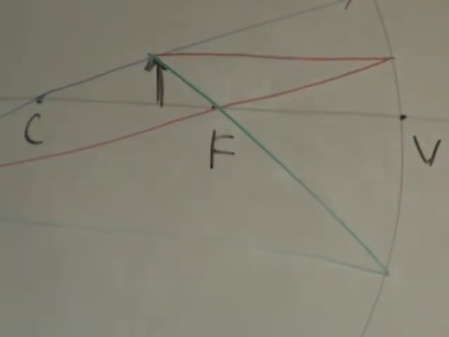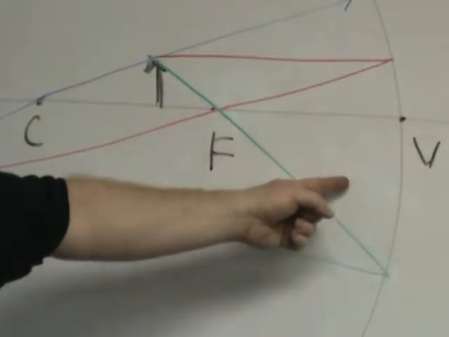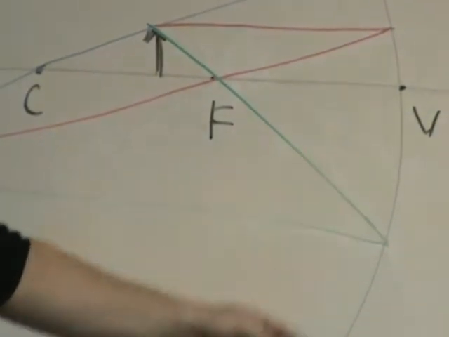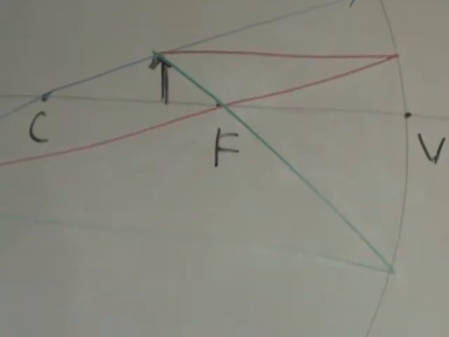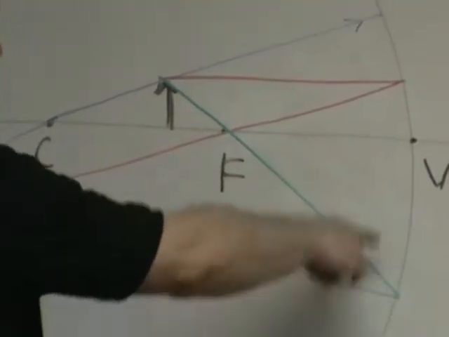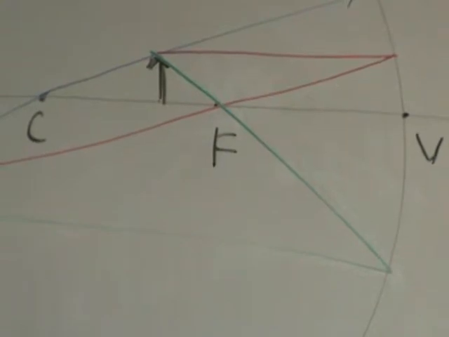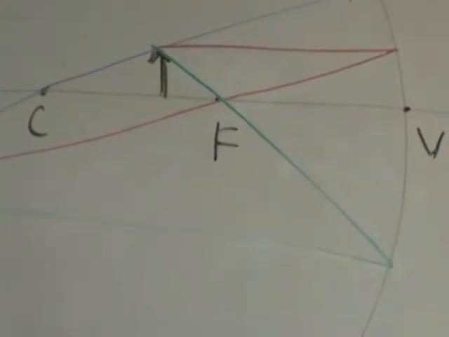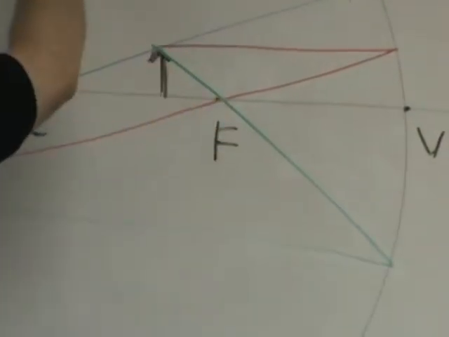Spherical mirrors are incredibly easy to manufacture. It's very easy to fabricate a spherical mirror. It's very hard to fabricate a parabolic mirror. But it is the parabolic mirror that gives you the perfect image location, not the spherical mirror. So you get a little bit of what we call spherical aberration.